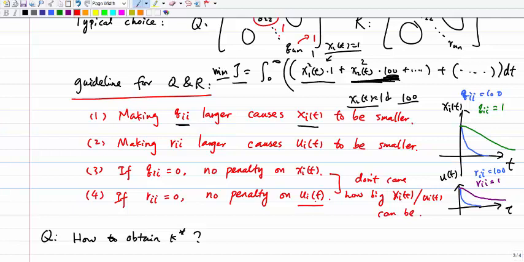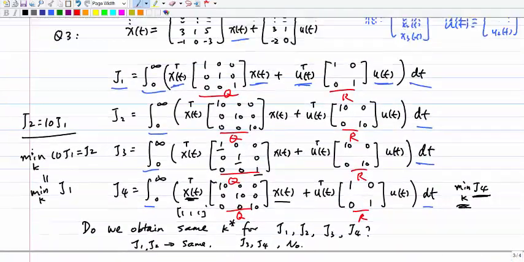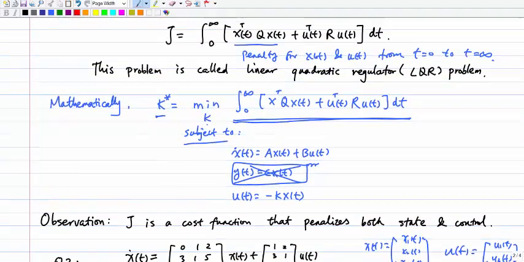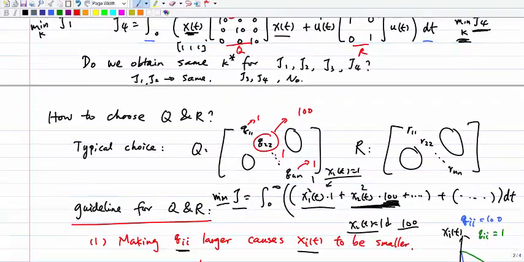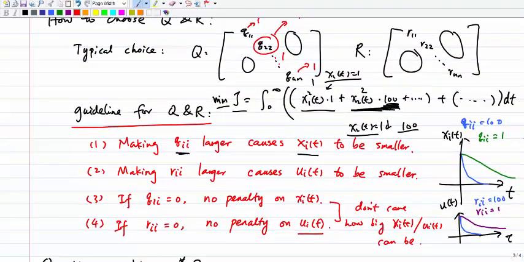So now we have gone over the formulation of the LQR, which means I want to find the optimal K that can minimize the cost function given by this form. I also talked about how to select Q and R in the cost function based on our desire. For example, if I want some state to be much smaller, it's better to give a large Q_ii for that state.